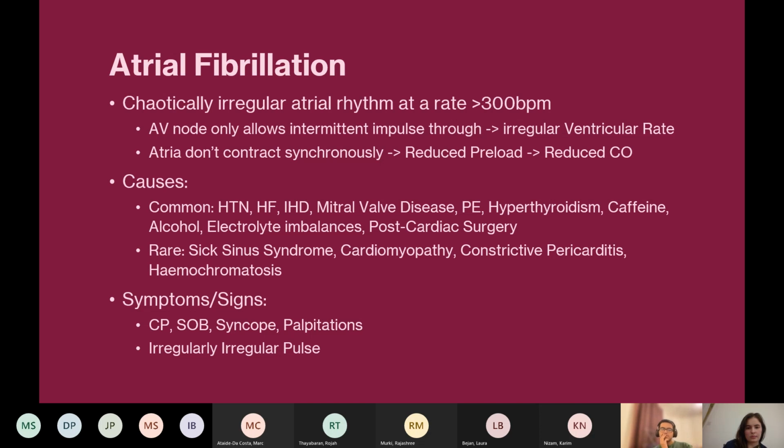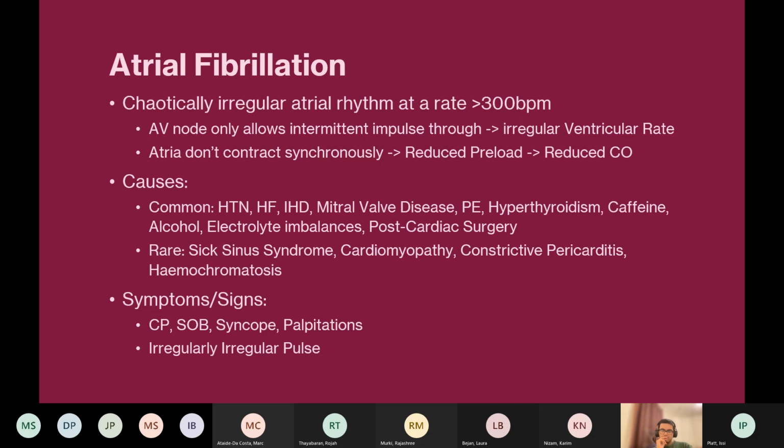And the atria don't contract synchronously. Think about the Wiggers diagram: the atria contract towards the end of diastole, and that pushes the last third or so of their volume into the ventricles to preload them. If you don't have synchronous contraction, if it's just fibrillating and shaking the entire time, you're just relying on blood leaking from the atria into the ventricles. So you reduce the preload to the ventricles, which reduces your cardiac output overall.